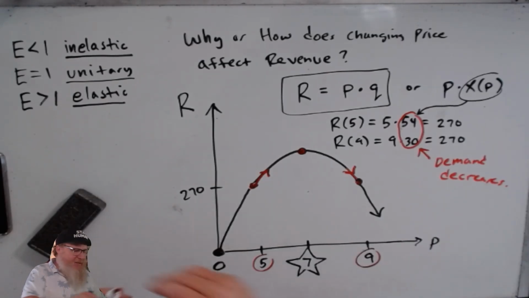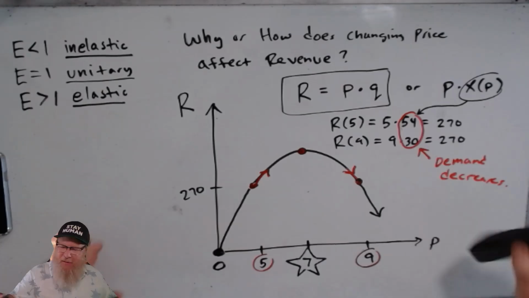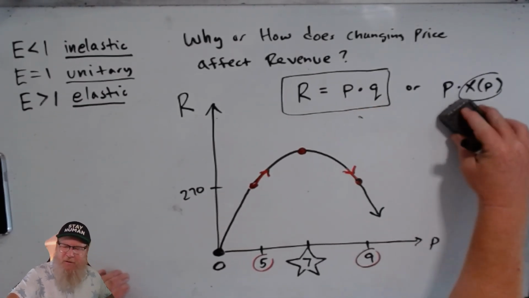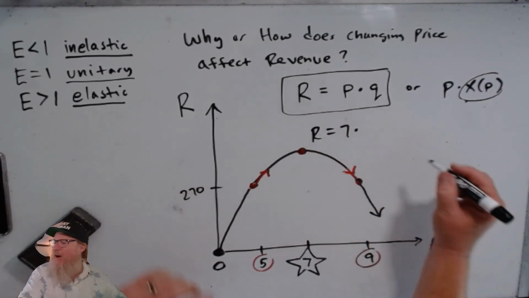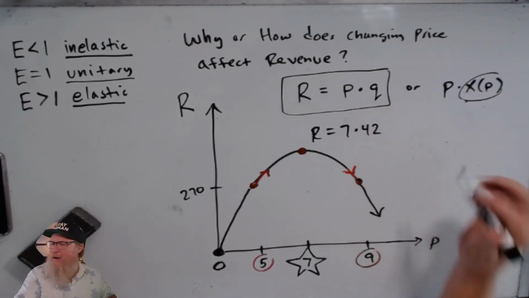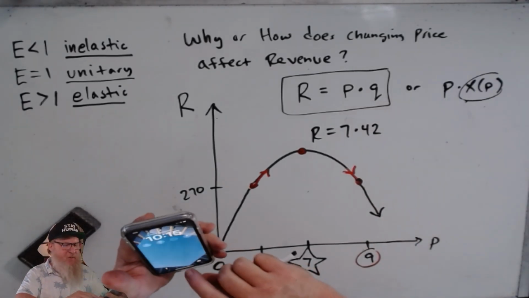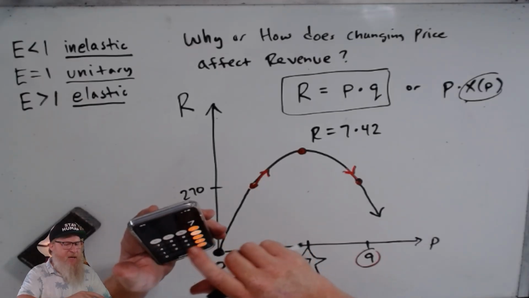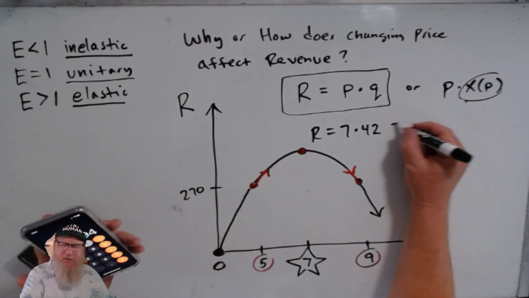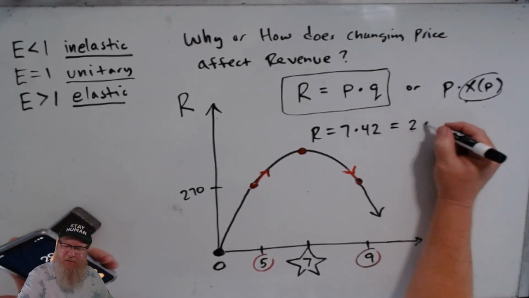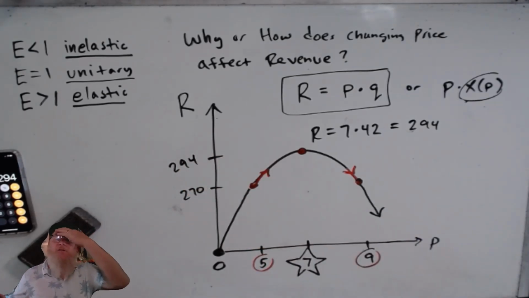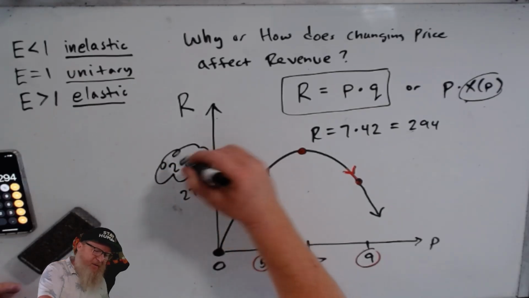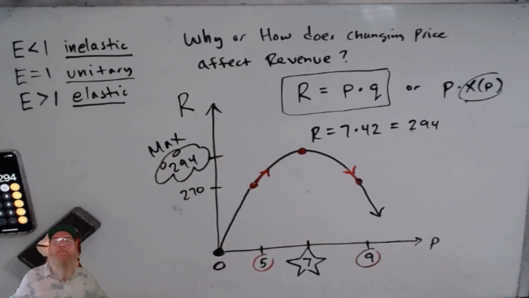Yeah, and you can see very clearly, or you can look at your previous thing right here. The price is $7. The quantity was 42. 7 times 42 is $294. Again, the graph is not to scale. So $294 is the max revenue. That's our max revenue.